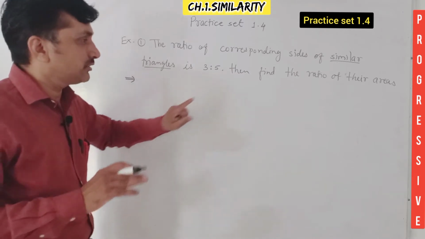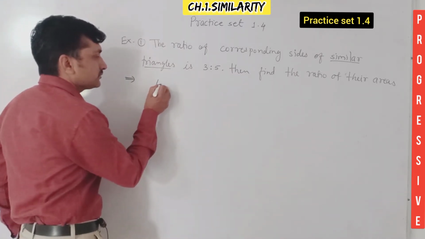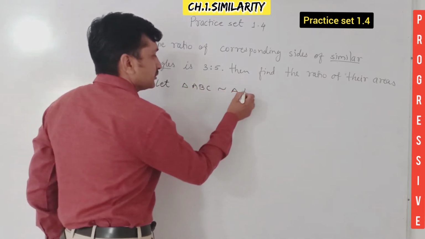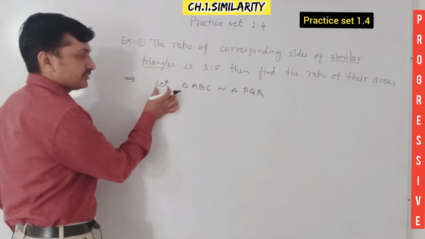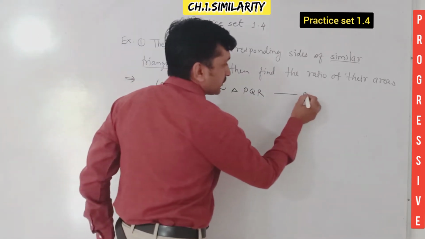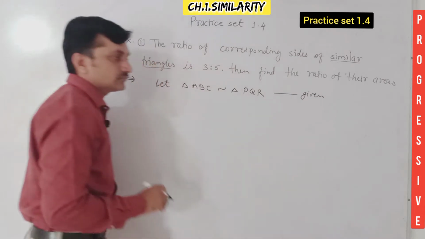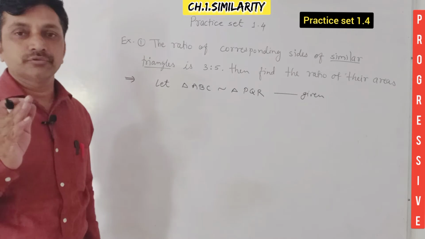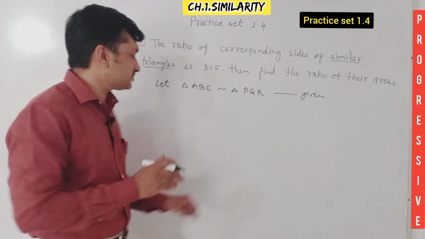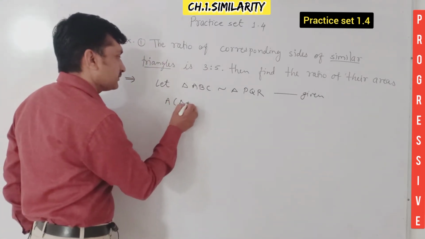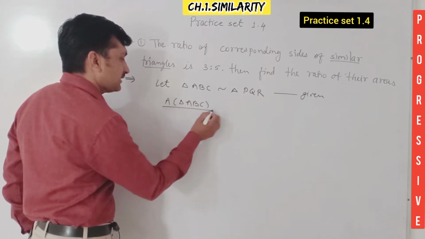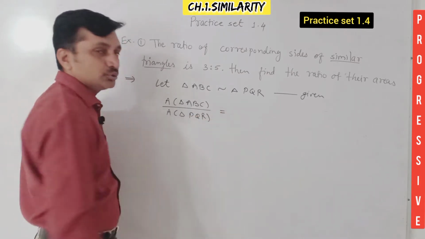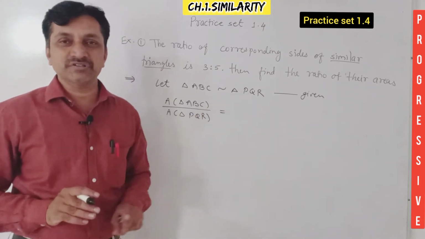3:5, it is there. If we consider their names, then we can write, let triangle ABC be similar to triangle PQR. See, we considered these two triangles are similar, it is given. Now, if two triangles are similar, by using the theorem of areas of similar triangles, the ratio of the areas, area of triangle ABC upon area of triangle PQR, is equal to the ratio of squares of their corresponding sides.